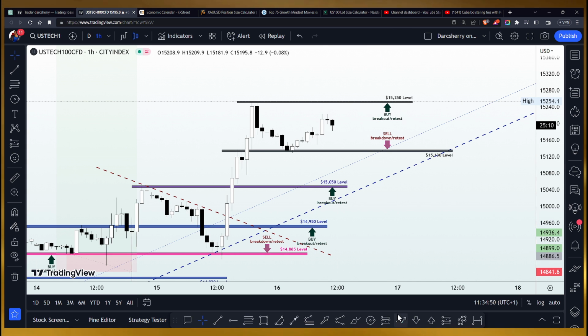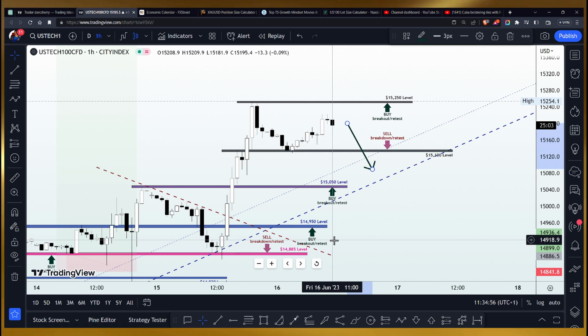So if price action breaks down either the 15,130 or this trend line to the downside, the next thing we are going to be doing is to scale down into the lower time frame. It could be your 15 minutes, 10 minutes, or 5 minutes time frame, where we are going to be looking out for patterns and structures that support the idea of selling the USTech 100.